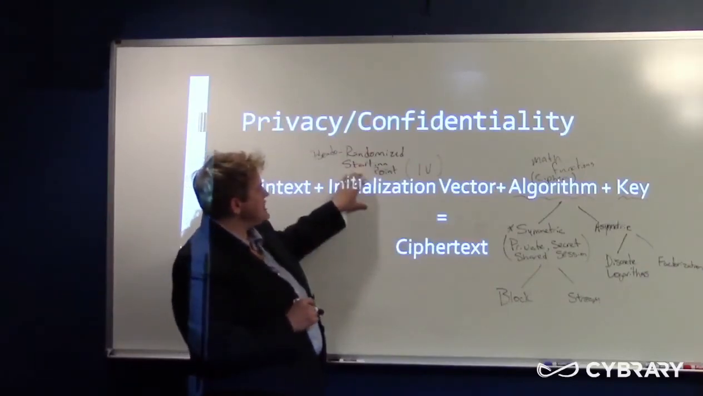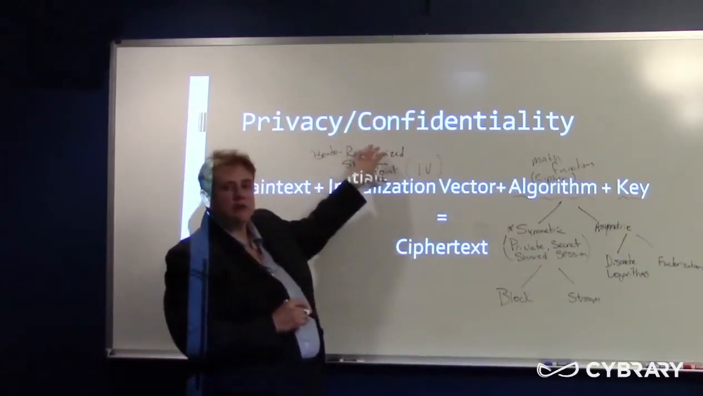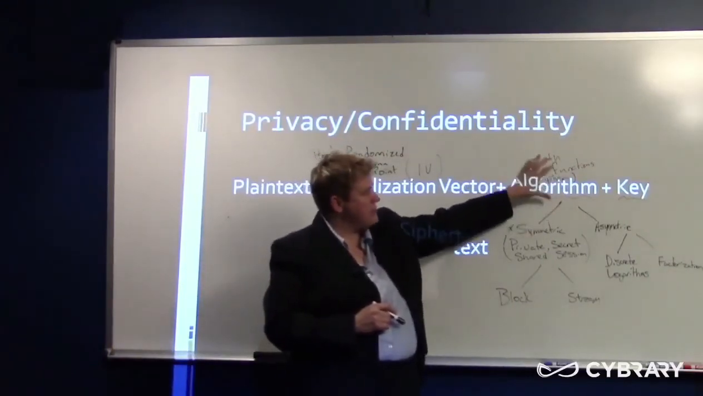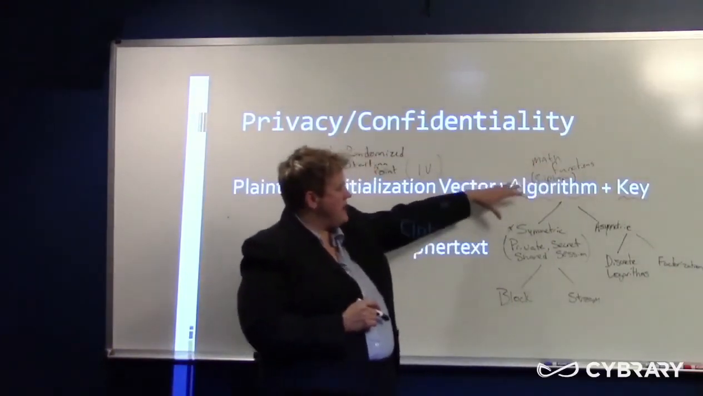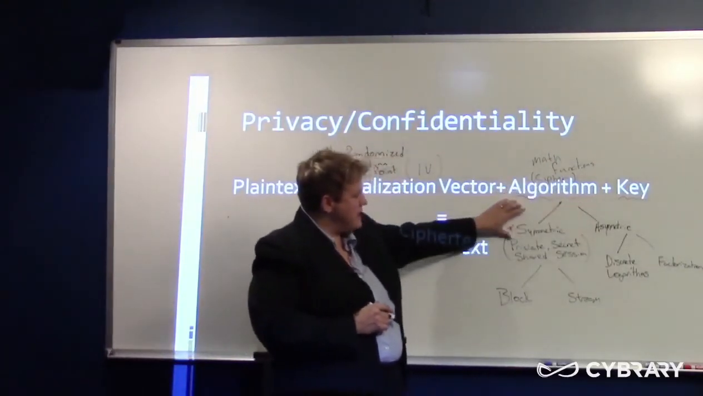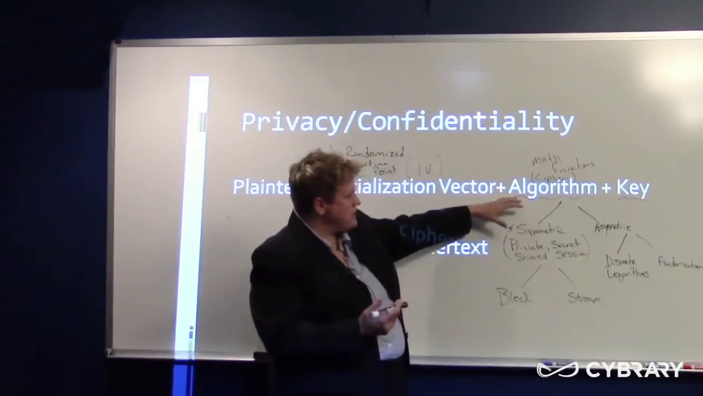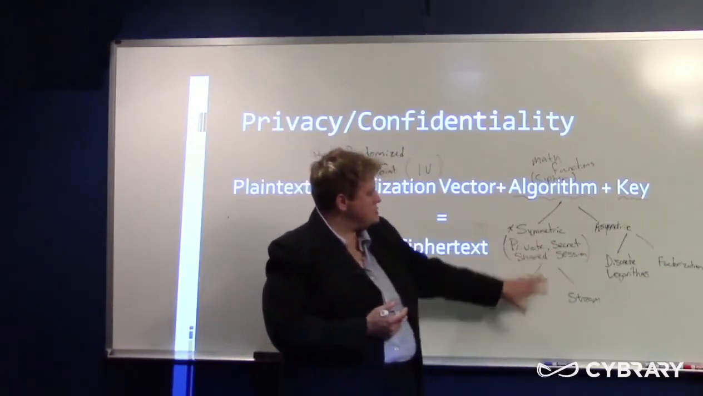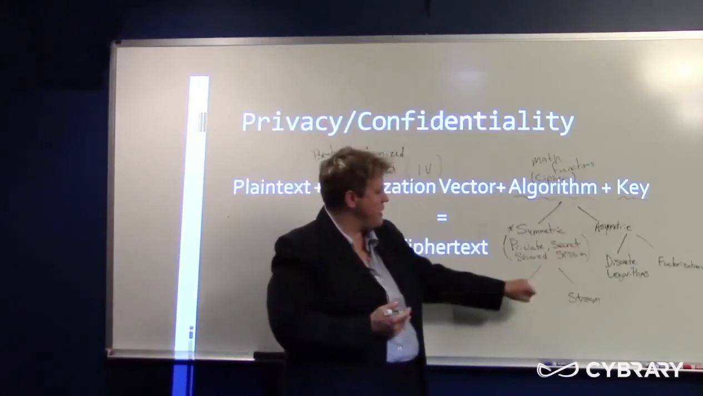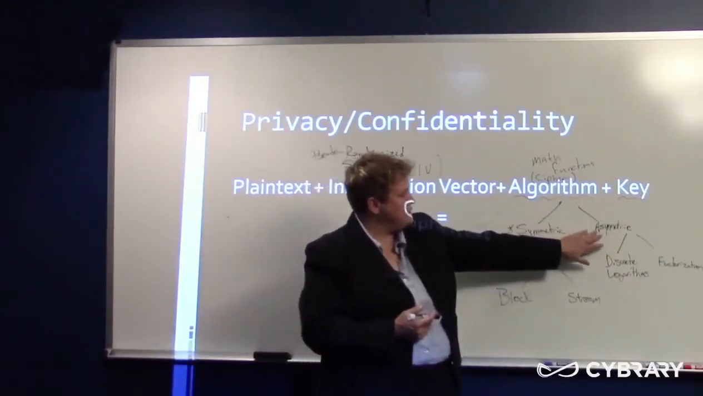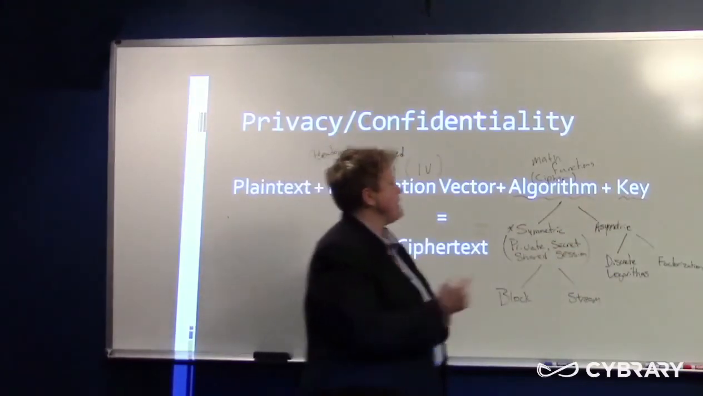So we've got the initialization vector that gives us a point of randomness. We've got an algorithm that's a series of math functions or math processes. And we talked about algorithms are either symmetric or asymmetric. We're going to focus first on symmetric, also known as private, secret, shared, and session. And your symmetric algorithms are either block or stream. And then I've also alluded to the fact that we have asymmetric, which we'll talk about in a bit.